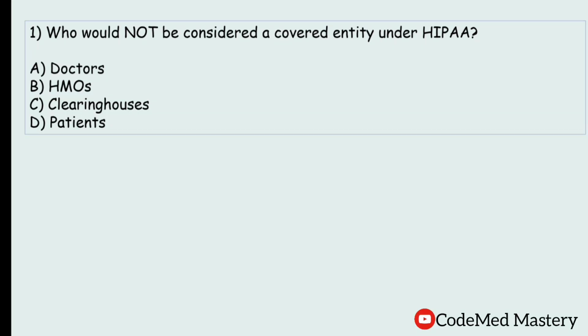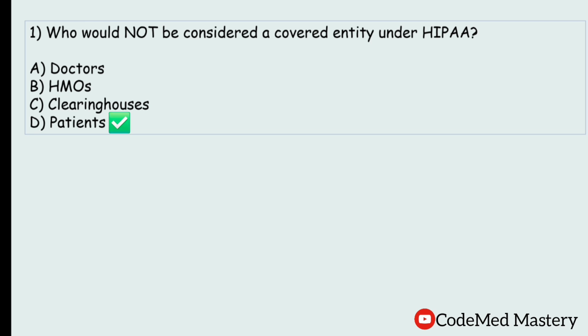Who would not be considered a covered entity under HIPAA? The full form of HIPAA is Health Insurance Portability and Accountability Act. Option A, doctors. Option B, HMOs. Option C, clearing houses. Option D, patients. And the right answer is option D, patients.